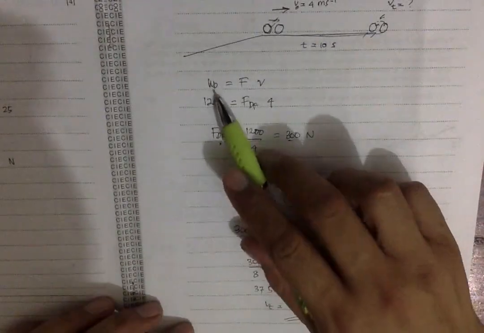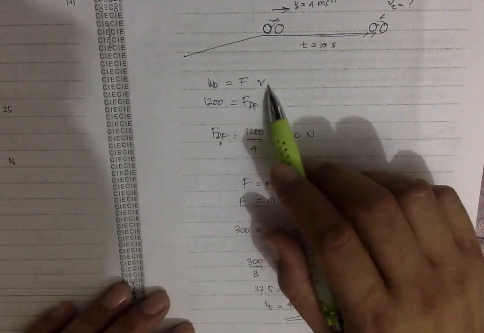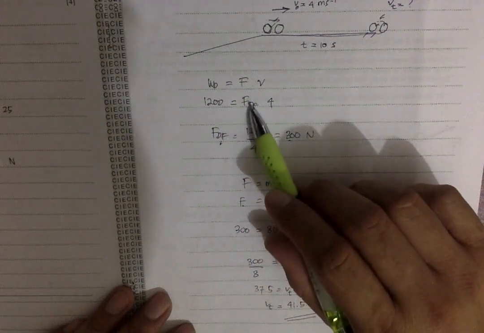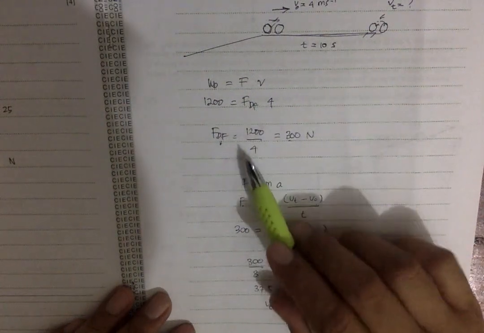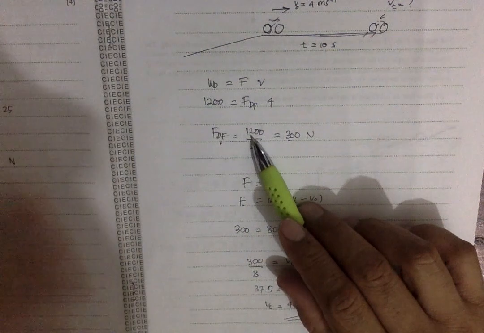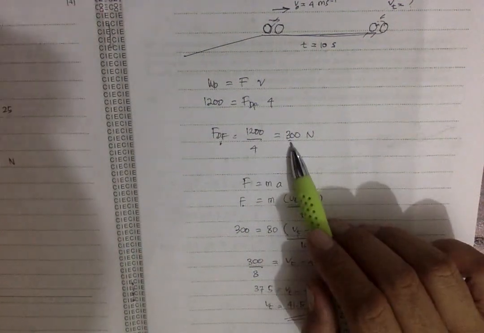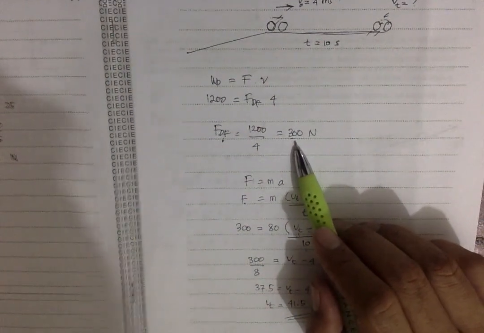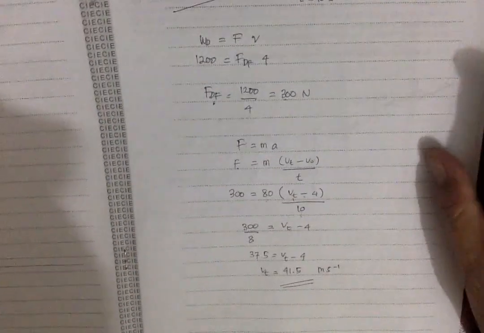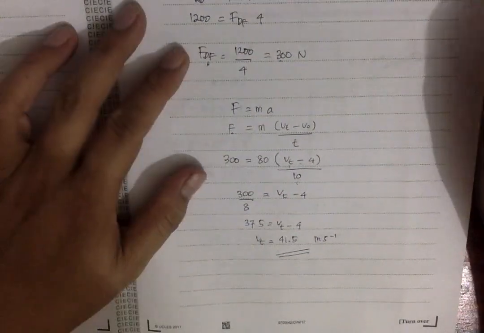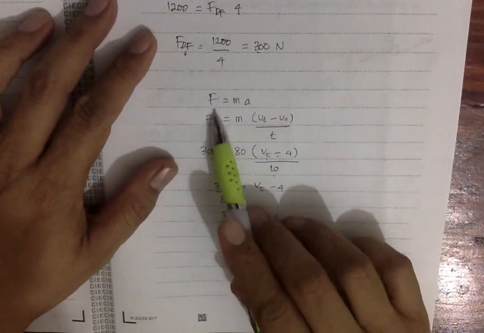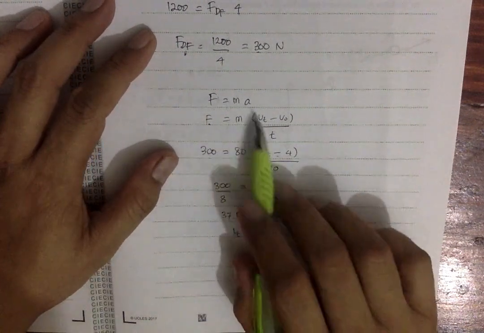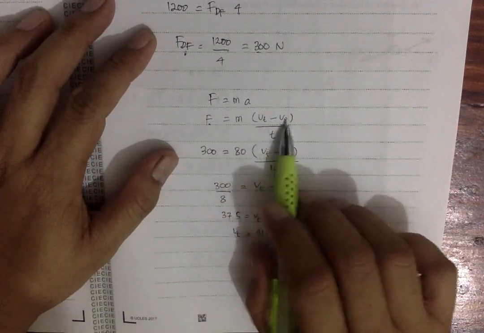Let's start from the work done equals F times V. Work done is 1200 joules equals driving force times 4, and then we get driving force equals 1200 over 4 equals 300 newtons. Now use Newton's second law, force equals ma, or a equals change of velocity over time.